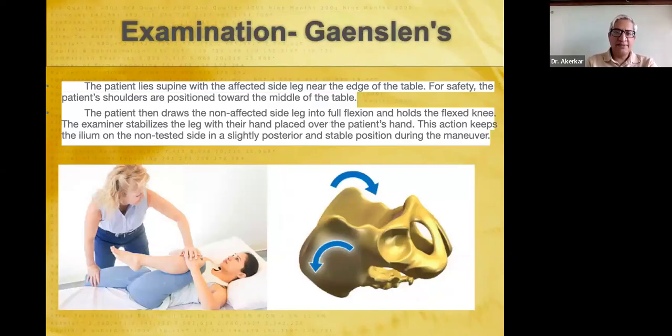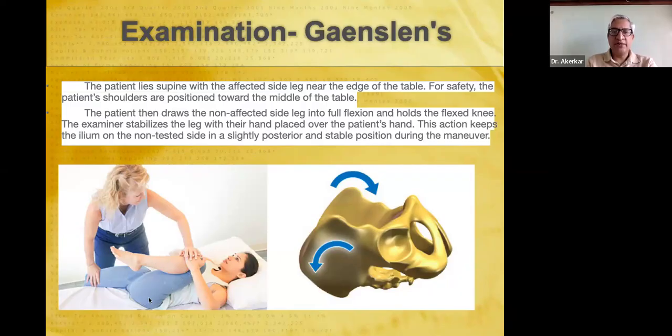Lastly, Gaenslen's test. The patient lies supine with the affected side near the edge of the table. As you can see, it's near the edge of the table with the foot dangling down. The patient's shoulders are positioned towards the middle of the table so that the patient does not fall down. The patient then draws the non-affected side into full flexion and holds the flexed knee.